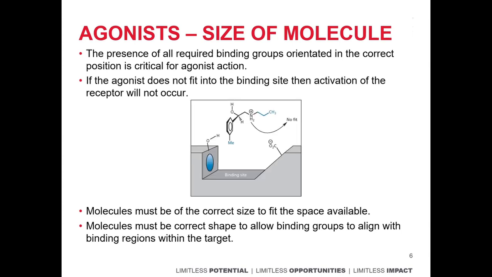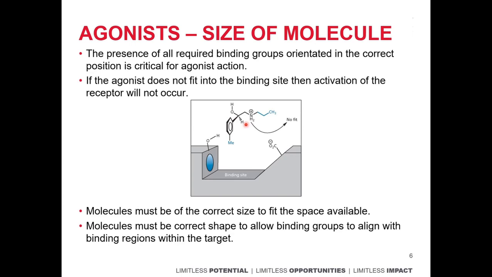And so what we can see here is if we have a molecule that is too large to enter into the binding site, it doesn't matter that we still have our van der Waals region, our hydrogen bonding group, and our group capable of having an electrostatic interaction. If the molecule cannot fit into the binding site at all, then all of that other consideration is rendered pointless. We've got to have our molecules of the correct size to be able to fit into the available space.